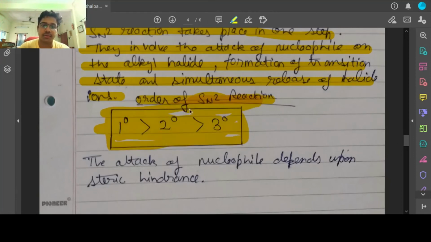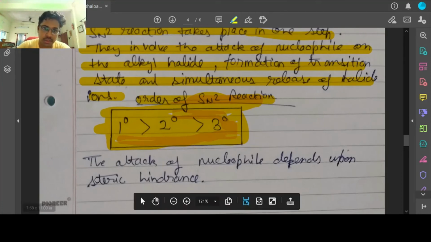This is the second point of difference. So the order is just opposite. 1 degree greater than 2 degree greater than 3 degree for SN2, and for SN1 it was 3 degree greater than 2 degree greater than 1 degree. This is because the attack of nucleophile depends upon steric hindrance.